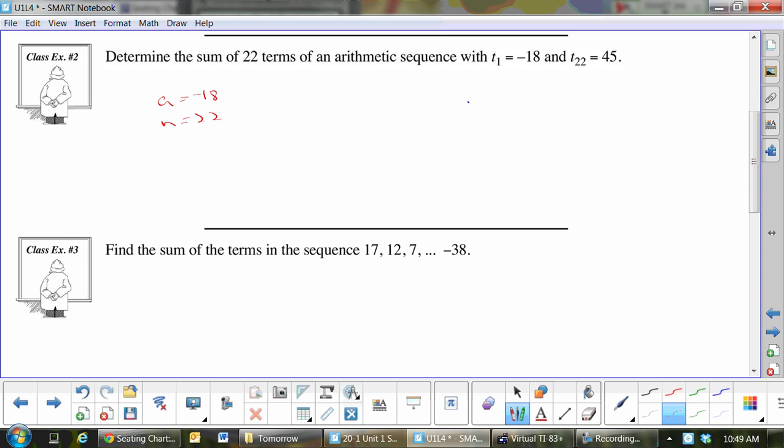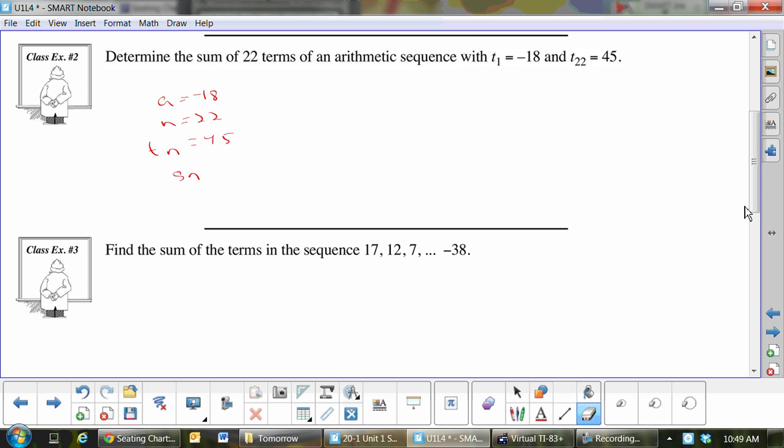What else? Yeah, or I could even put Tn would be 45. Right? Like I know Tn. I mean, I can put Tn there if it's less confusing to you guys. Okay, and what am I looking for? Sn. So which formula? 2. Okay, so you see how example 1 and example 2 are great examples to show you, oh, okay, I get how I would use this one.